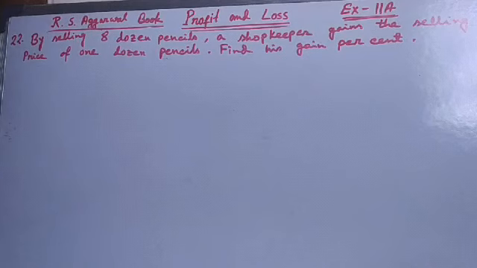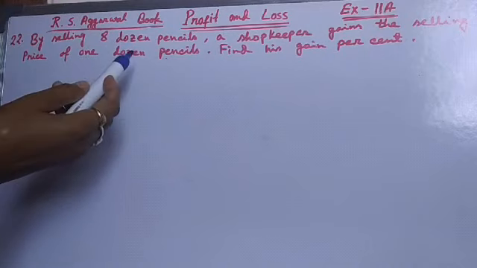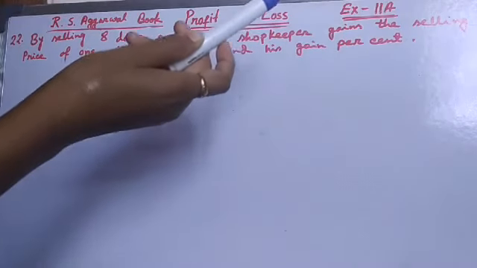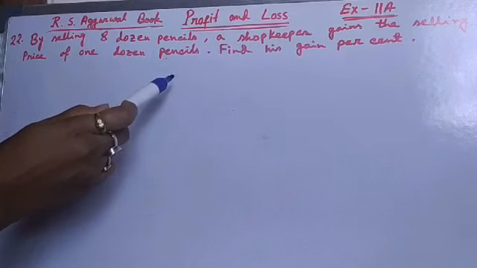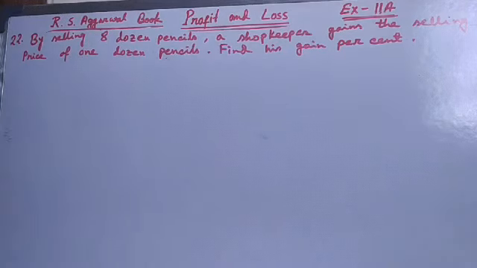This is question number 22. By selling 8 dozen pencils, a shopkeeper gains the selling price of 1 dozen pencils. Find his gain percent. I repeat once again. By selling 8 dozen pencils, a shopkeeper gains the selling price of 1 dozen pencils. Find his gain percent.